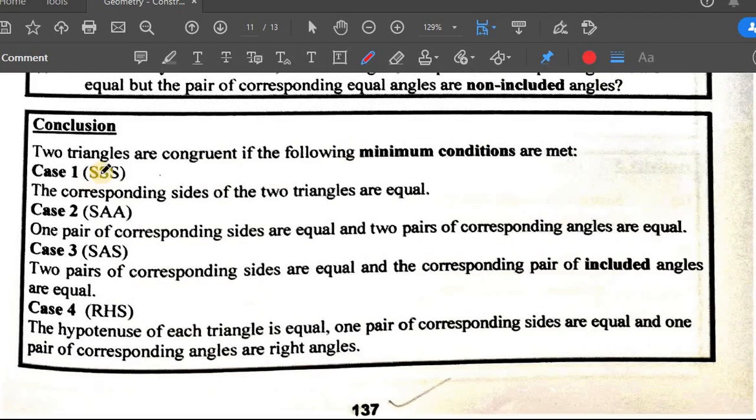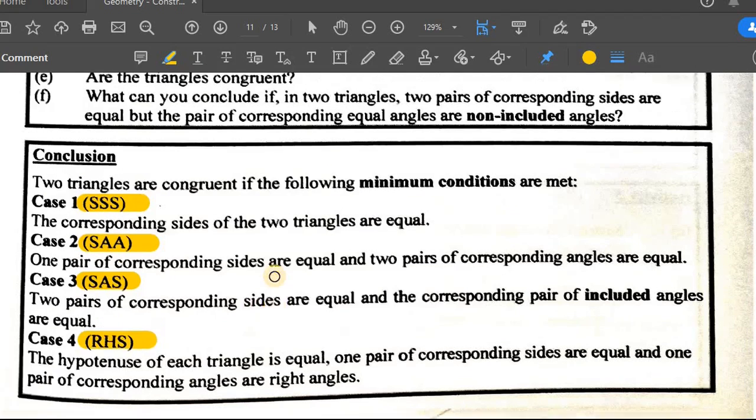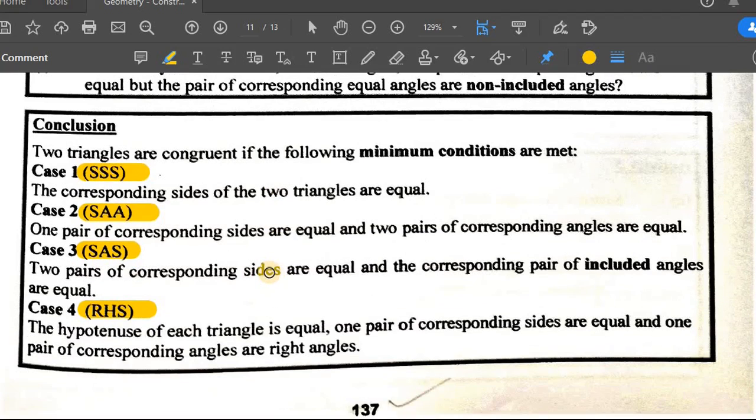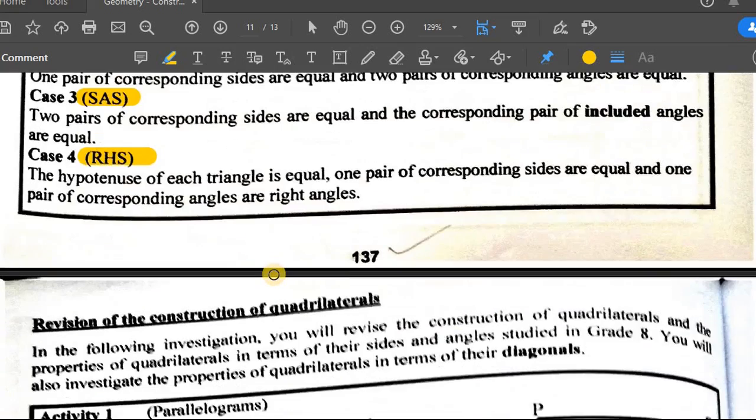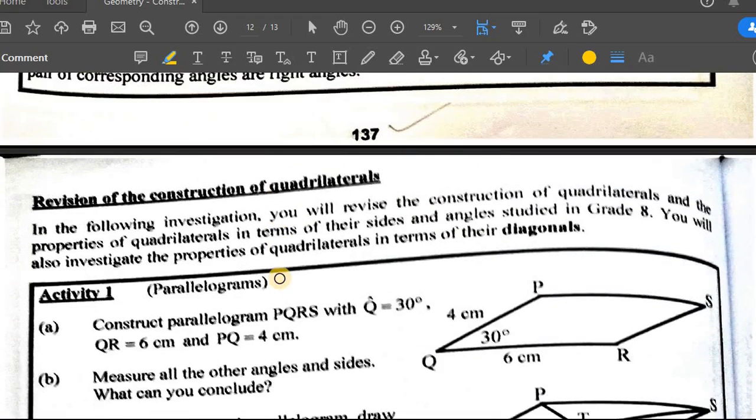Conclusion. Okay, I think in my last video I mentioned that we need to know our cases of congruency, right? There's only 4. Later on we will be doing the similar triangles, and that's another discussion, right? So in this video we are tackling construction of quadrilaterals, right? Construction of quadrilaterals.